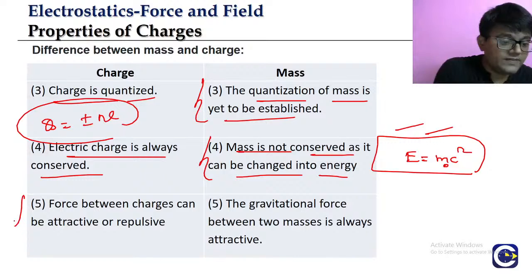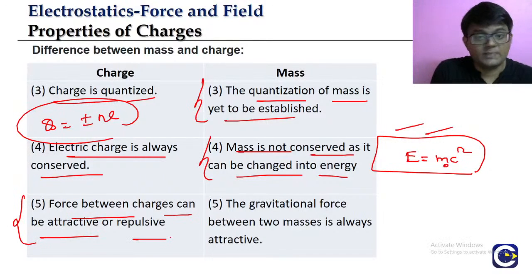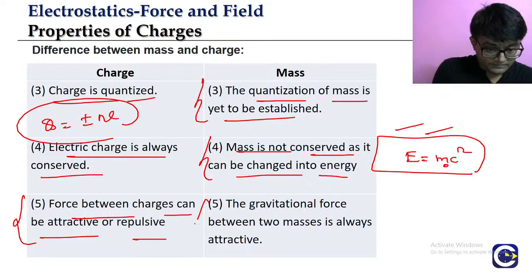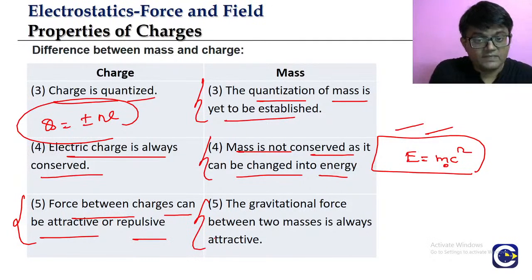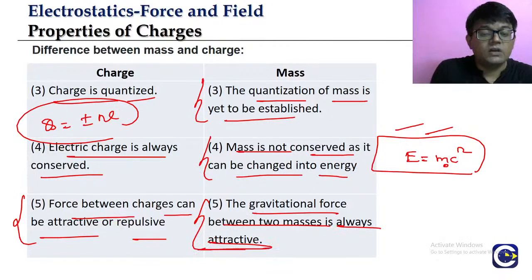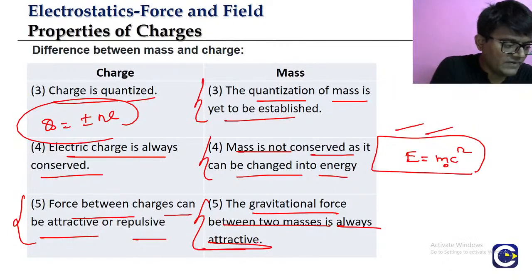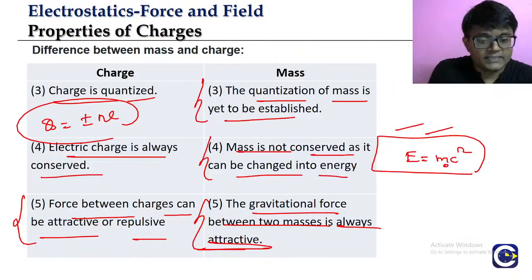Next, the force between charges can be attractive or repulsive. Like charges repel, unlike charges attract. What is the force between masses? Gravitational force. Remember the definition of gravitational force: two objects having mass will always attract each other. That means the gravitational force between two masses is always attractive in nature. We will not have gravitational force to be repulsive.